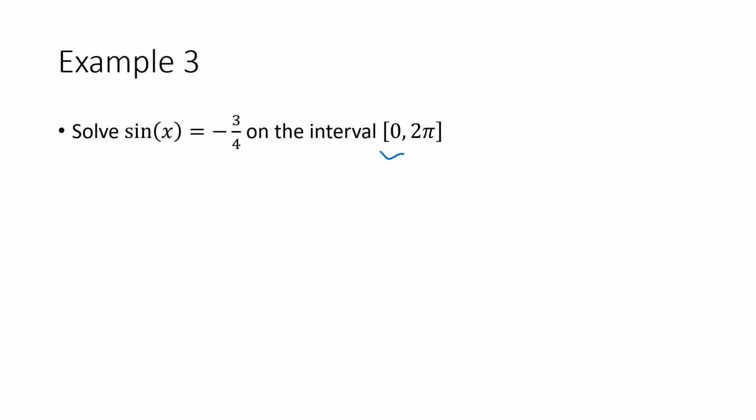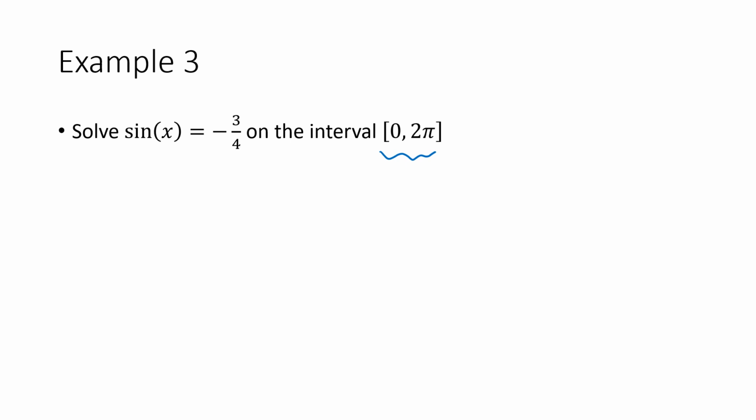The other thing that we're given is that we want to solve the equation on the interval 0 to 2 pi. So that means that we're not going to necessarily have infinitely many solutions because we're restricting where the values can live. So we're only going to be looking at answers between 0 and 2 pi, so we're not going to have the plus 2k pi like we did in the previous problems.